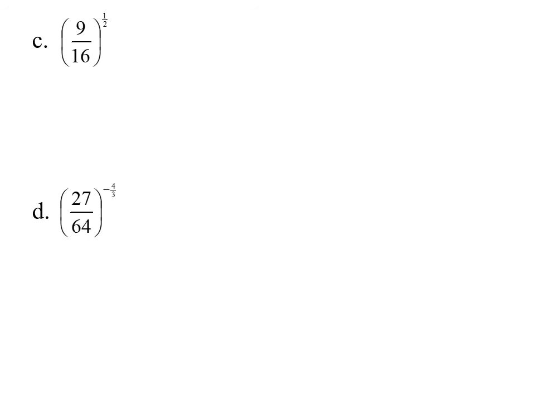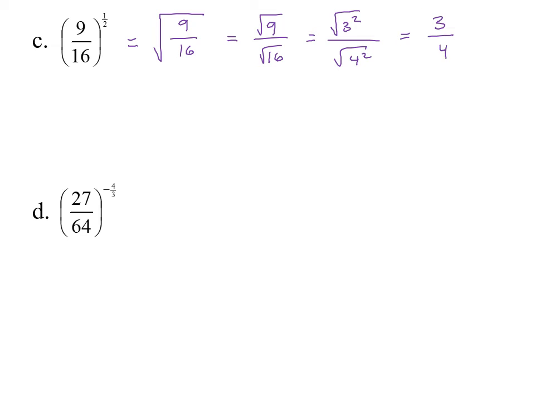Okay, this has rational exponents, but remember, that's the same sort of thing as a radical if you want to change it back. This is 9 over 16 to the 1/2 power. A 1/2 power is the same thing as a square root. So this is actually saying the square root of 9 over 16. And I could do the square root of 9 divided by the square root of 16. 9 is 3 squared. 16 is 4 squared. So the radical and the squares cancel each other to give you 3 over 4.